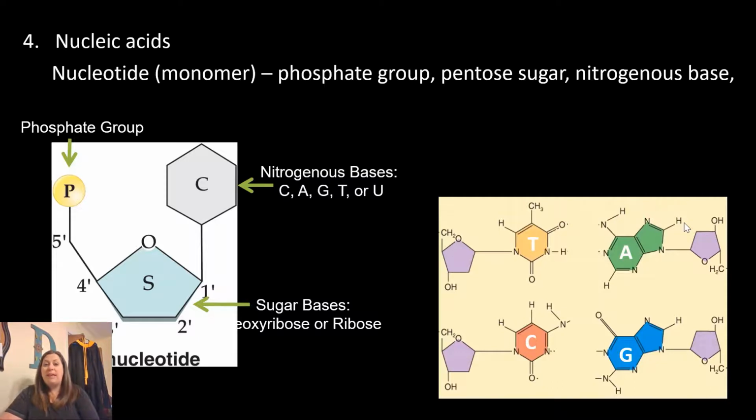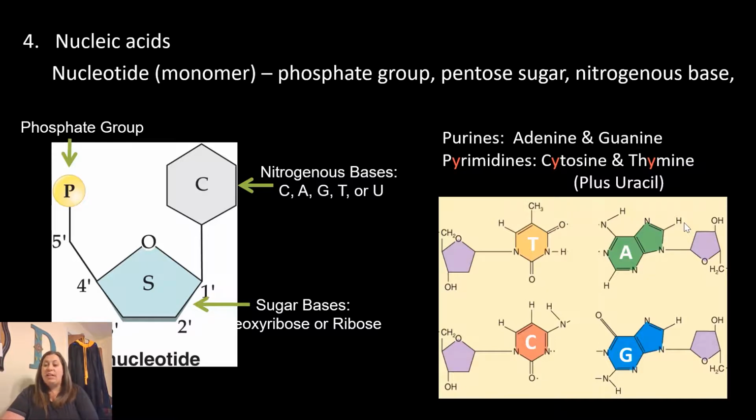Now, the nitrogenous base is going to either be represented by the letter C, A, G, T, or U, and these are different types of nitrogenous bases that can be present. Now, the A and G stand for adenine and guanine, and those are known as purines. They have a double ring structure. See the double rings that are there? Pyrimidines on the other side are the cytosine and the thymine, and they have a single ring structure. One way to remember these is that pyrimidine has a Y, so do cytosine and thymine. Now, uracil is also part of this group because it takes the place of thymine when we are talking about RNA.